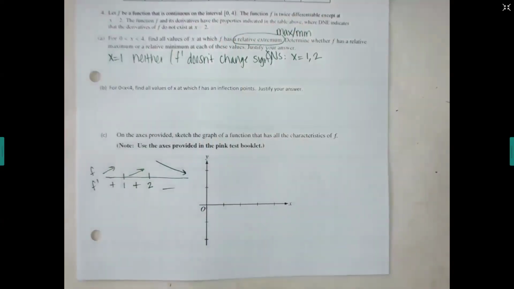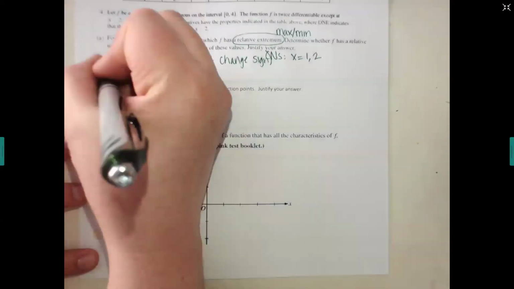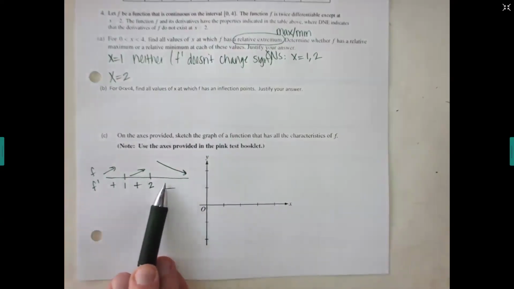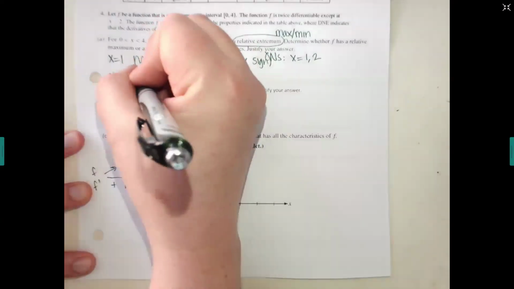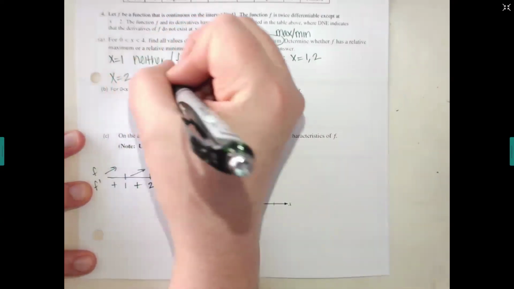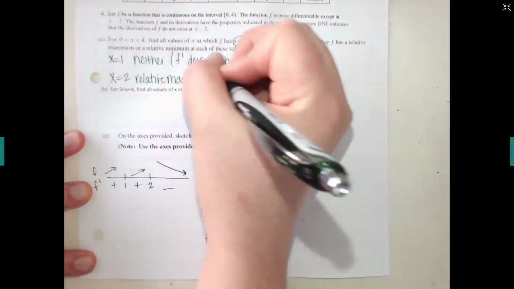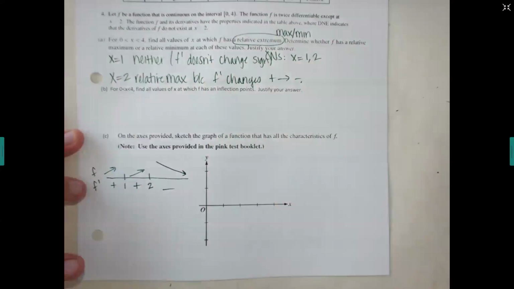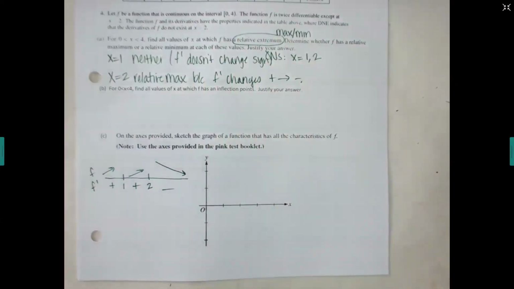So I'm going to put X equals 1 is a neither, and then I'm going to put F prime doesn't change sign. Normally you could check concave up or down, but because F double prime at 1 is 0, it doesn't really tell you what the concavity is. So you couldn't use that option. Okay, for my second number, X equals 2, it goes from plus to minus. That makes it what type? Relative max is correct, because F prime changes from plus to minus. So 1 ended up being a neither. 2 ended up being a max because I went from uphill to downhill.